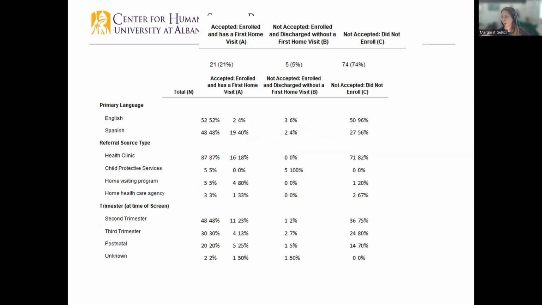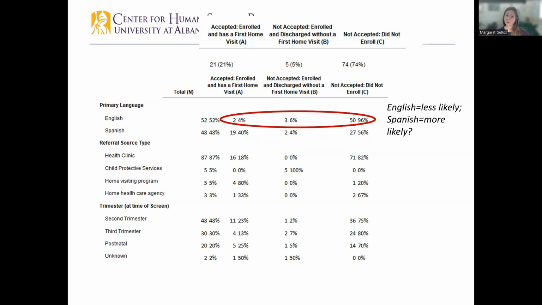All right, let's take a look at primary language. I'm going to give you a moment to just look at primary language and have you figure out what the pattern or the difference here might be. Here's what I see. Families who speak English, not very likely to enroll. Almost all of the families who speak English do not accept, never enroll. But families who speak Spanish are more likely to enroll. They're more likely than average, 40% of them, as opposed to the overall 21%. Fewer of them don't enroll.